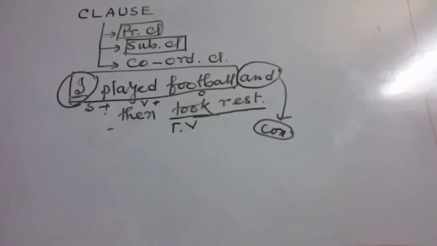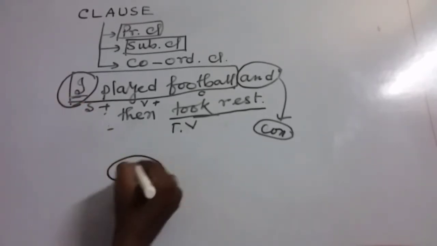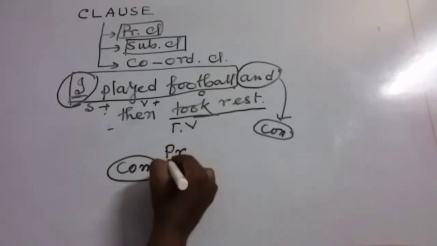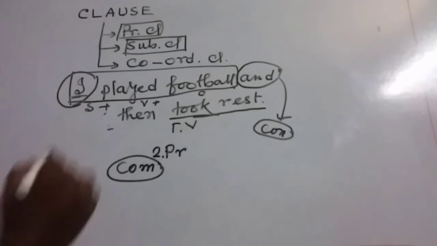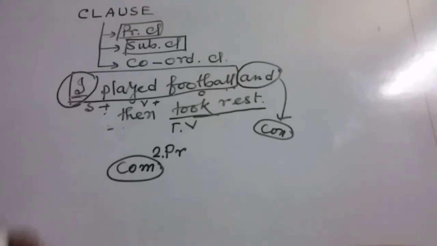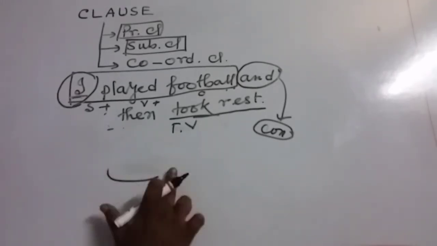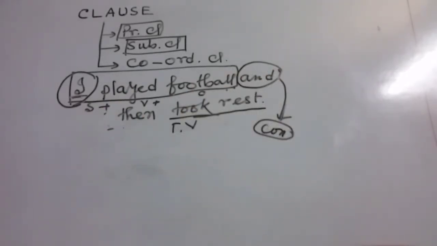These types of sentences are called, my dear friends, coordinating clause. Actually, this is a compound sentence. Compound sentence means there must be more than one principal clause. Normally, we can see two principal clauses. Here, you can see two principal clauses. One is I played football, another one is I took rest. And in coordinating clause, always we use these types of conjunction. These conjunctions are called coordinating conjunctions.